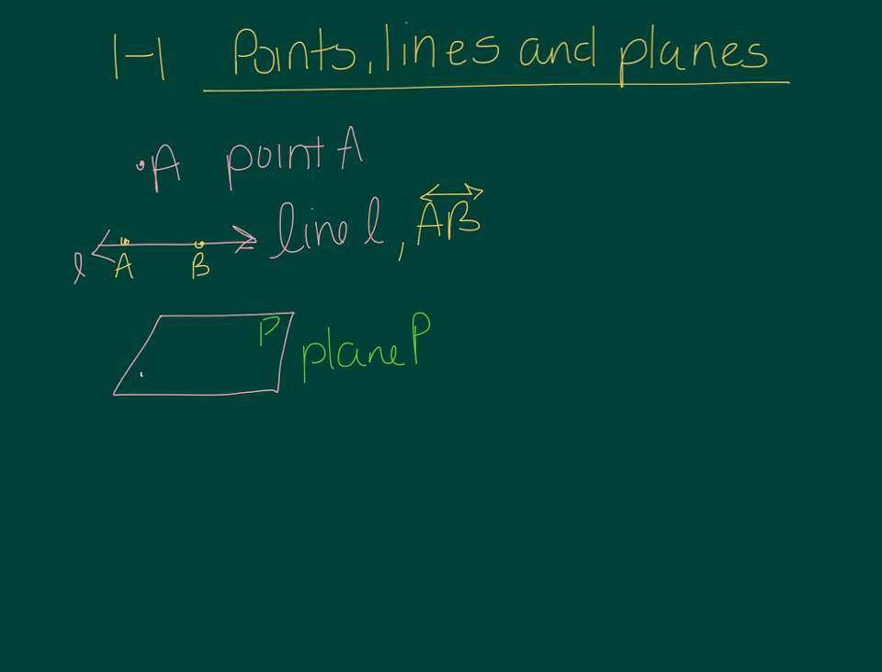Whereas if we put, say, point A, point B, and point C, we could call this plane ABC, or any order of A, B, and C, CBA, BAC, and so on. So these right here are your undefined terms.